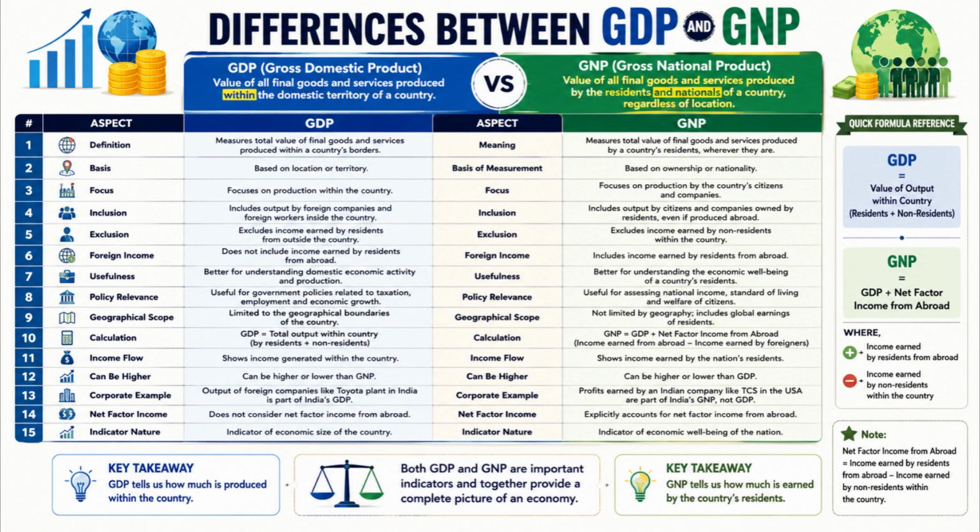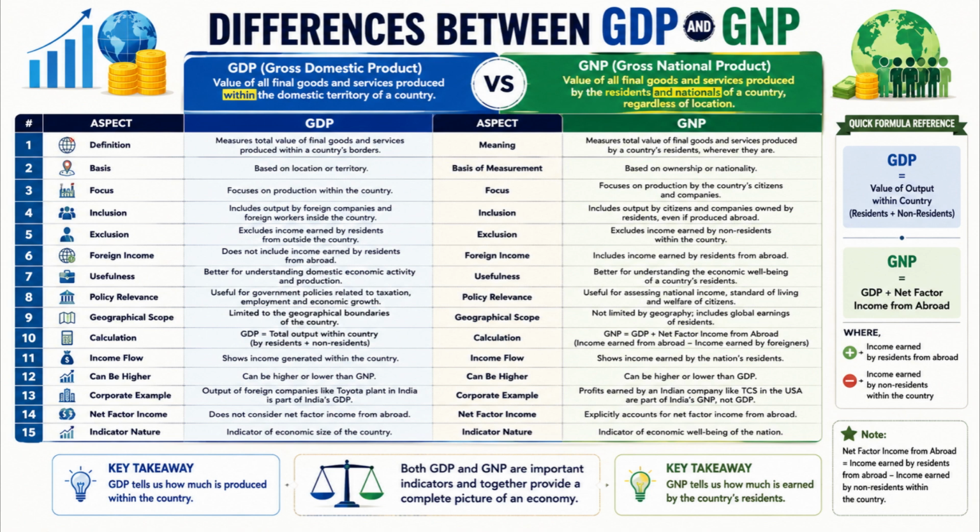Number 5. GDP excludes income earned by residents from foreign countries, whereas GNP includes income earned by residents from overseas activities and investments. Number 6. GDP does not take foreign income into account, whereas GNP specifically incorporates net income received from abroad. Number 7. GDP is generally used to understand domestic production and economic activity, whereas GNP is used to understand the overall economic well-being of a country's residents.